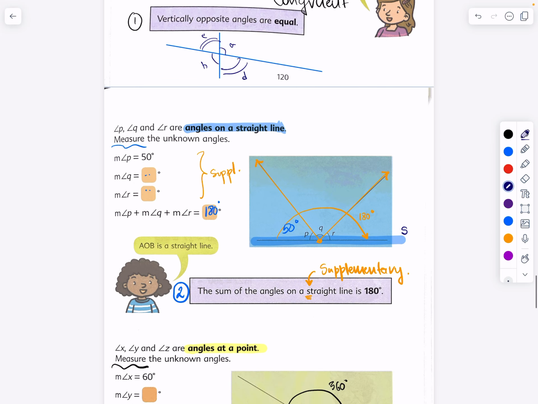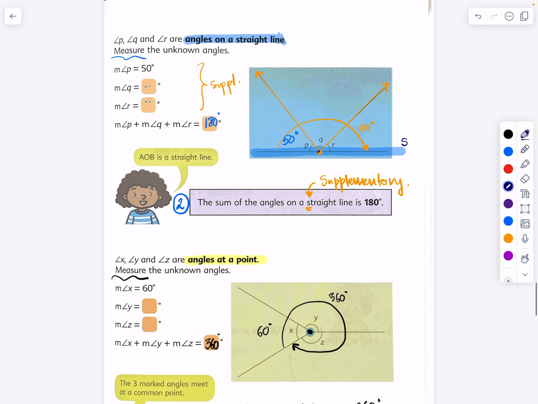The second theorem is that angles on a straight line, if they share a straight line and all share a common vertex, will add up to 180 degrees. We will also learn a little bit later that they're called supplementary. Angles on a straight line are called supplementary.